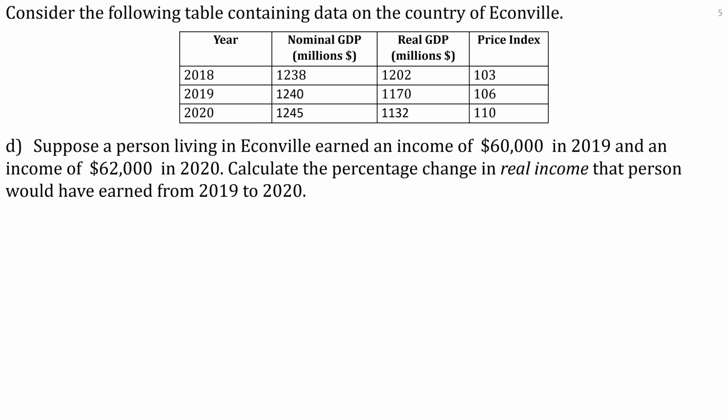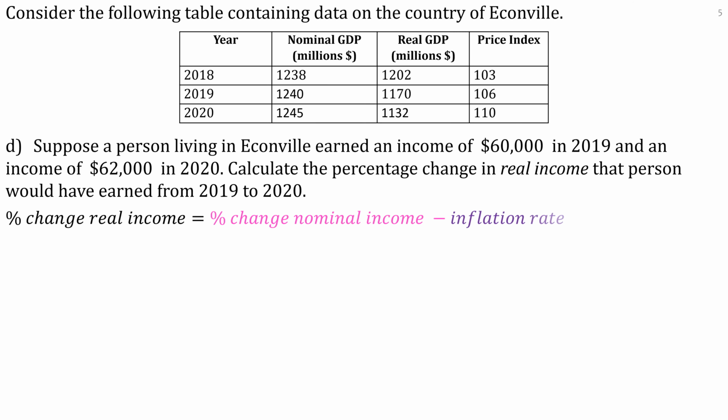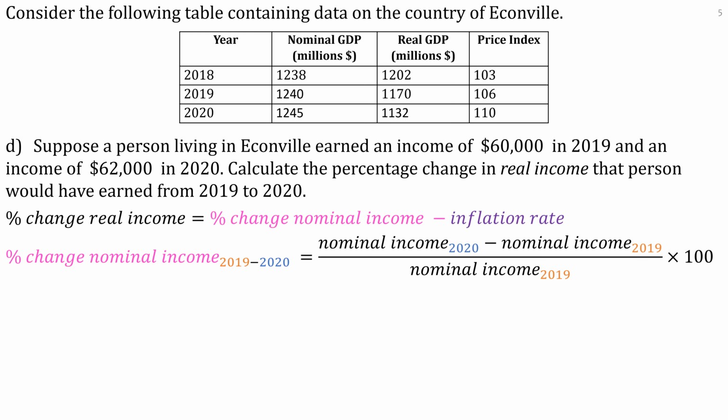Now you're told that someone in this economy earned 60,000 in 2019 and 62,000 in 2020, and you want to find the percent change in real income. Okay, the formula to use here is the percent change of nominal income minus the inflation rate. And the formula for percent change is always the same. It's the second value minus the first value over the first value times 100. This is the growth rate.